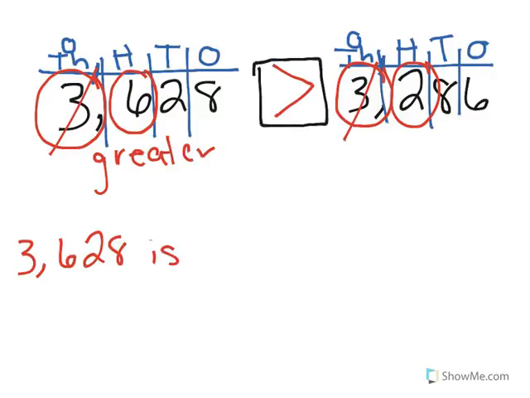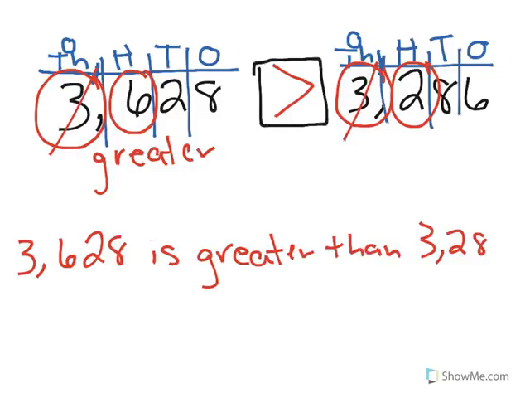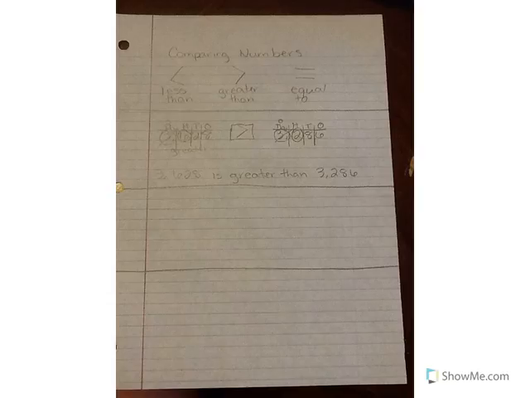3,628 is greater than 3,286. So make sure everything I have on the screen you've written on your notes in the second box. Your notes should look like this now.